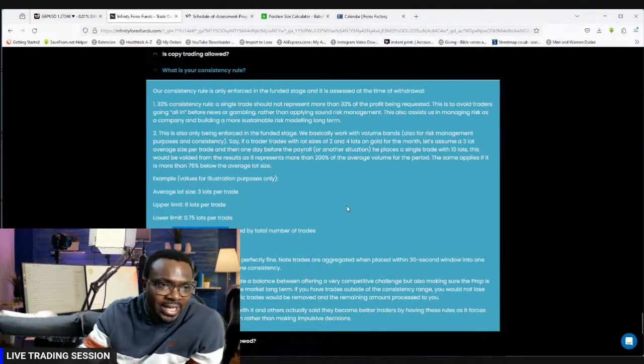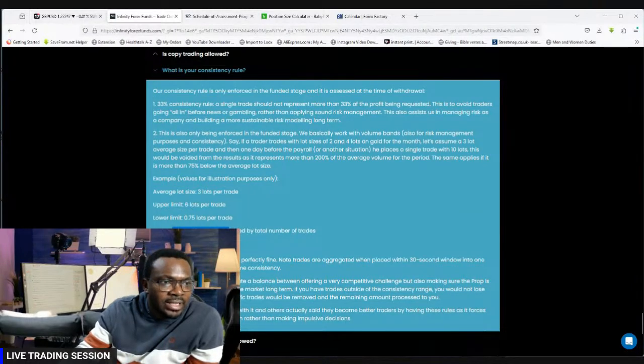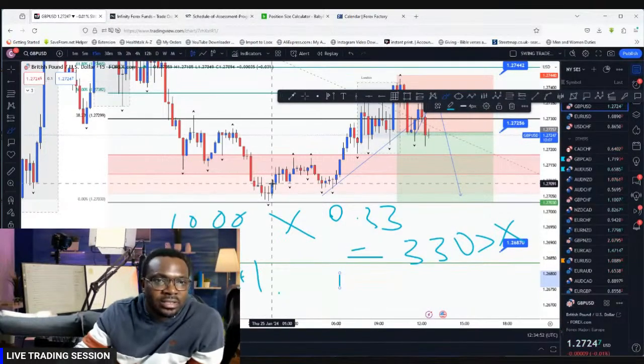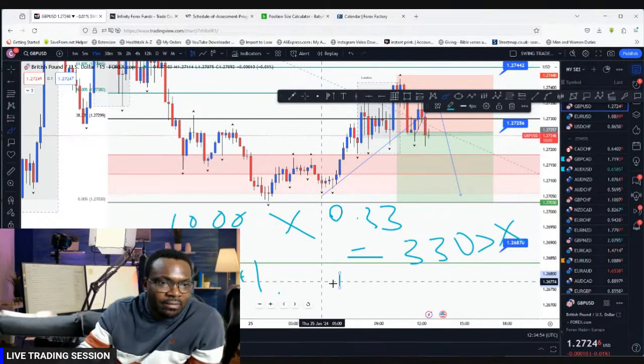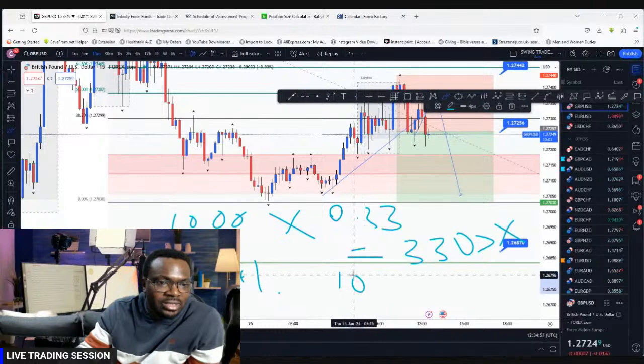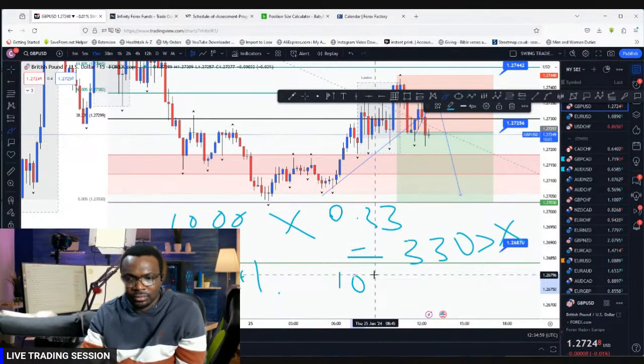Total lot size that you use. So let's assume you use 5. Let's go back to the chart. Then they say that the upper range will be multiplied by 2, and the lower range will be multiplied by 0.25. So what they are saying in essence is, let's say your total lot size was 10.